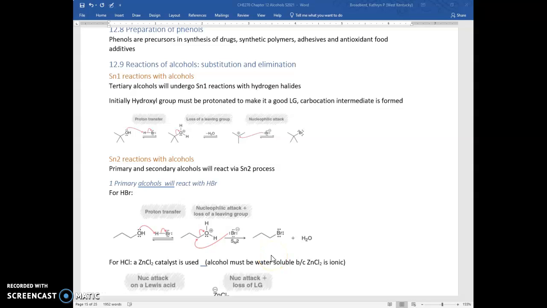So here we're going to review the substitution and elimination reactions of alcohols. We've already seen most of these. SN1 reactions occur with tertiary alcohol. As shown here, we have a nucleophile that will attack a proton, and this makes a good leaving group. Then the bromine will attack the carbocation, and we end up with our product.